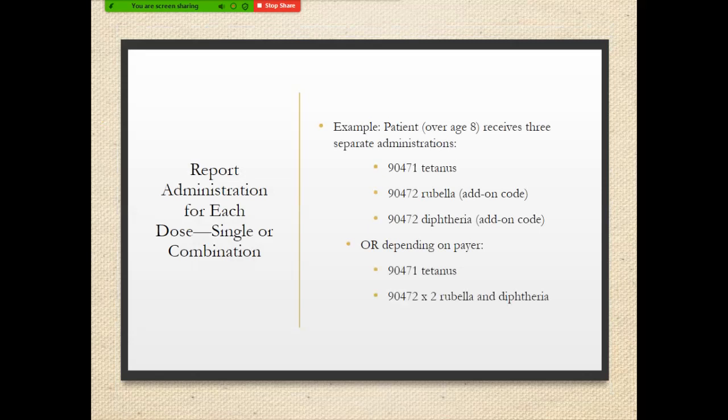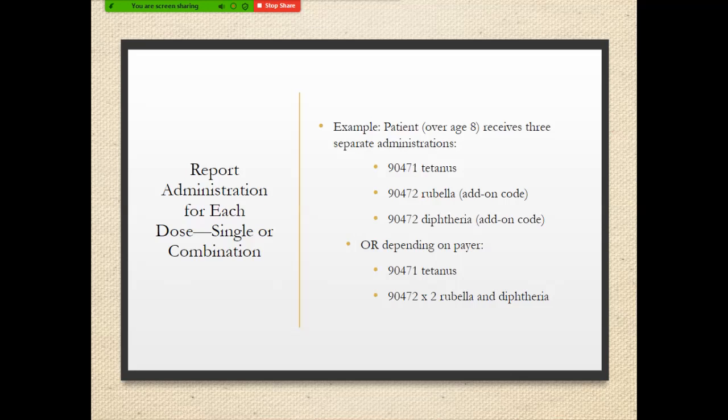Each administered dose must be reported. For example, multiple injections can be reported for a patient over age 8 by using 90471 for the first injection and 90472 for each injection thereafter. Now let's look at our examples. If they have a tetanus, 90471, then 90472 rubella add-on code, then 90472 diphtheria add-on code.